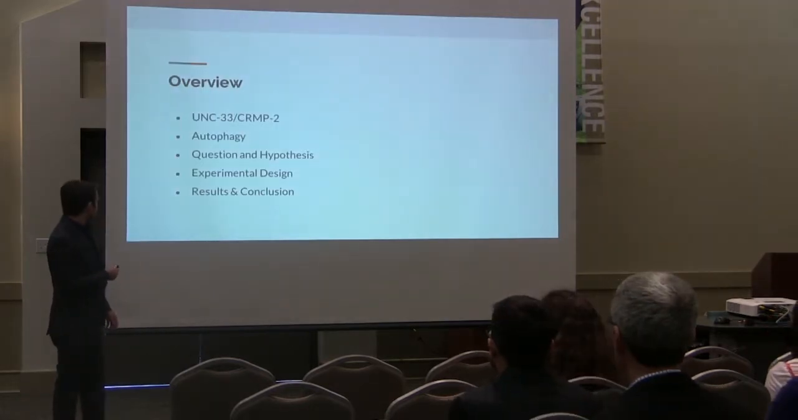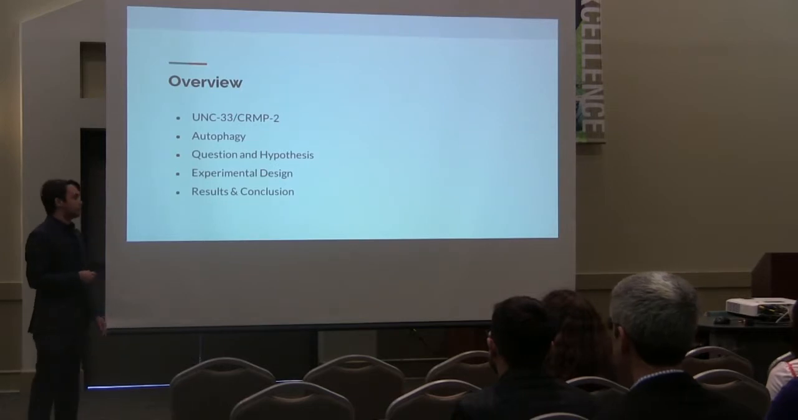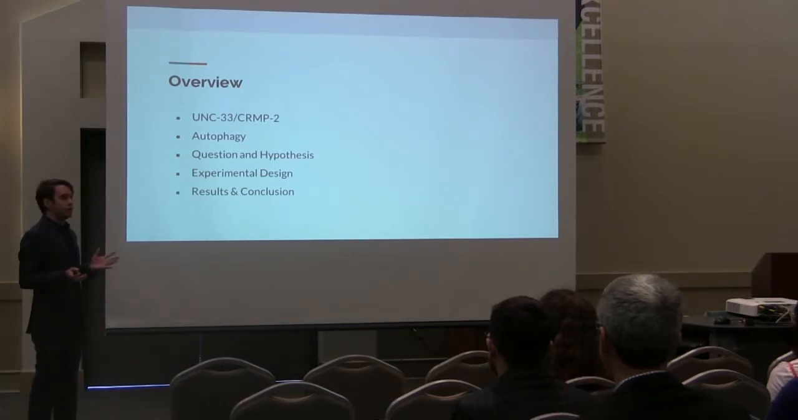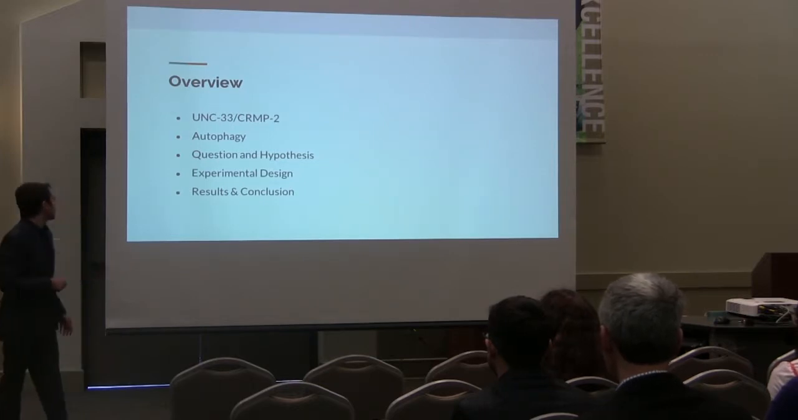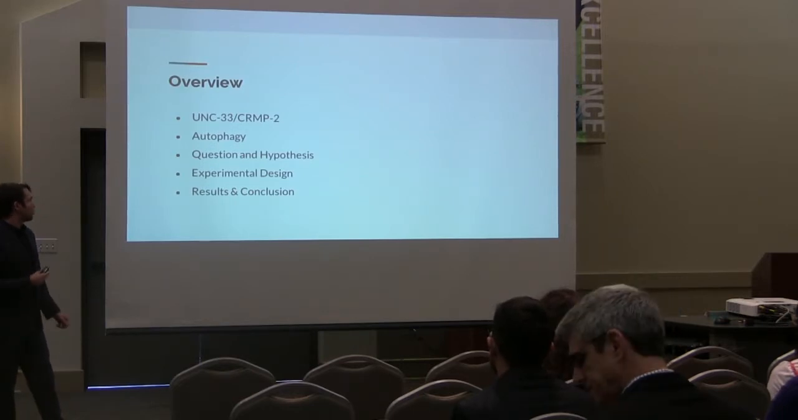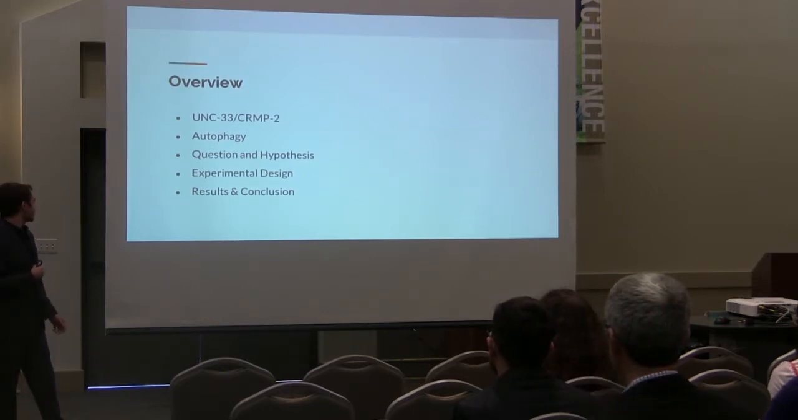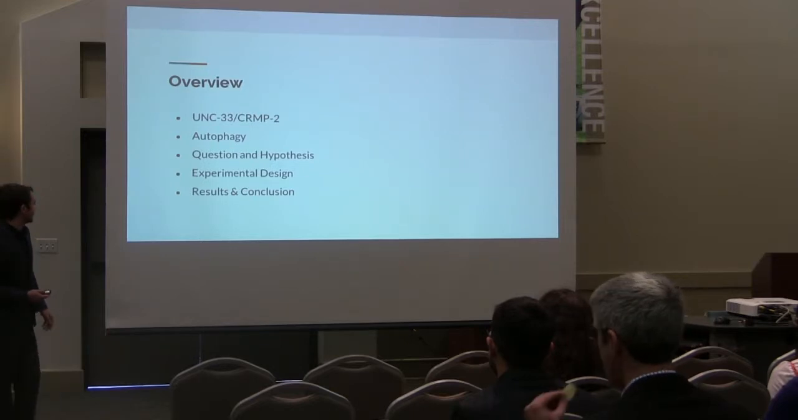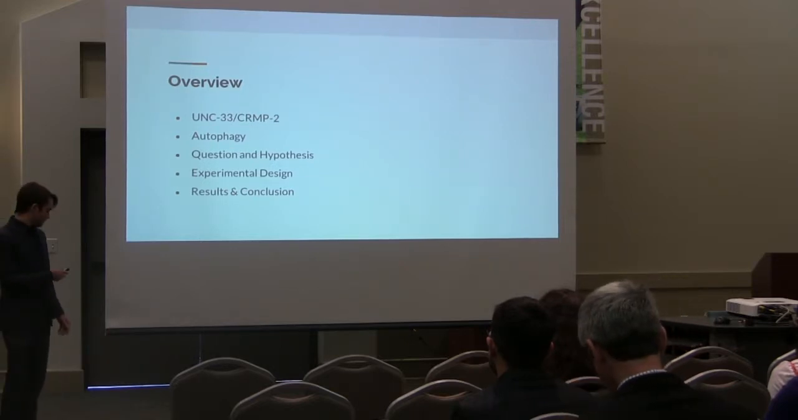So to start off, I'll briefly overview the presentation. So first we're going to talk about UNC33, or its mammalian homolog CRMP2, and its role in the cell, and how it plays a role in development, and then a little bit of background on autophagy and what that means to the cell, and then our question and hypothesis for our specific project, experiments designed to address those, and then our results and conclusions thus far.